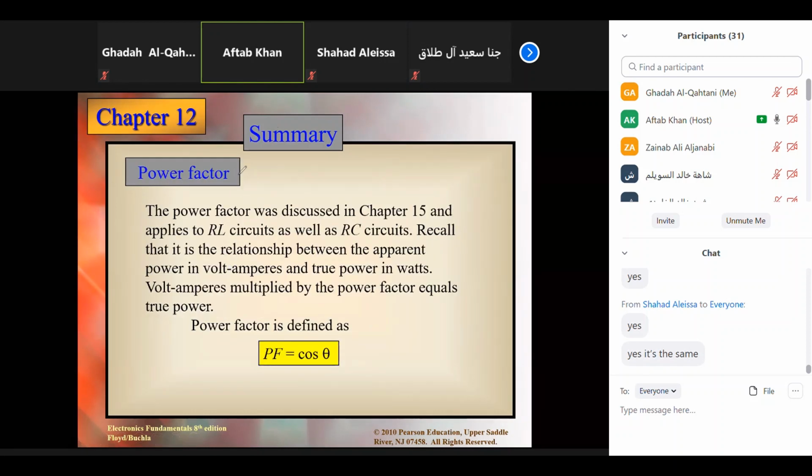And I hope you remember the power factor also. What was the power factor? PF is equal to cos theta. The power factor was discussed in chapter 15, and recall RL and RC. Recall the relationship between the apparent power and the volt-ampere. True power is volt-ampere multiplied by the power factor. So exactly the same formulas are what I'm going to discuss here.